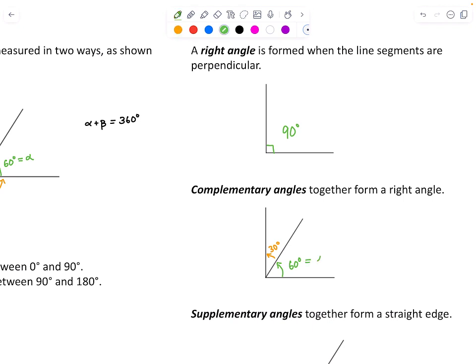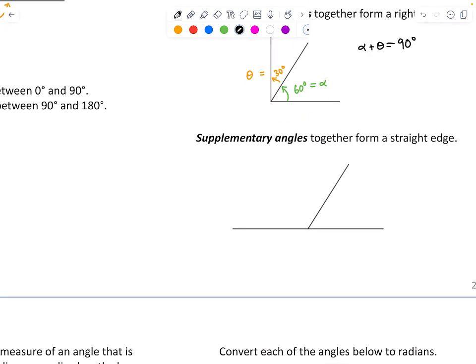So again, if I use Greek letters, alpha, and this time I'll use theta, to represent complementary angles, then we know that when added together, they should combine to make a 90-degree angle. Supplementary angles together form a straight edge. So the common vertex is right here. Here's one angle, here's a second angle, and they share this common line segment.